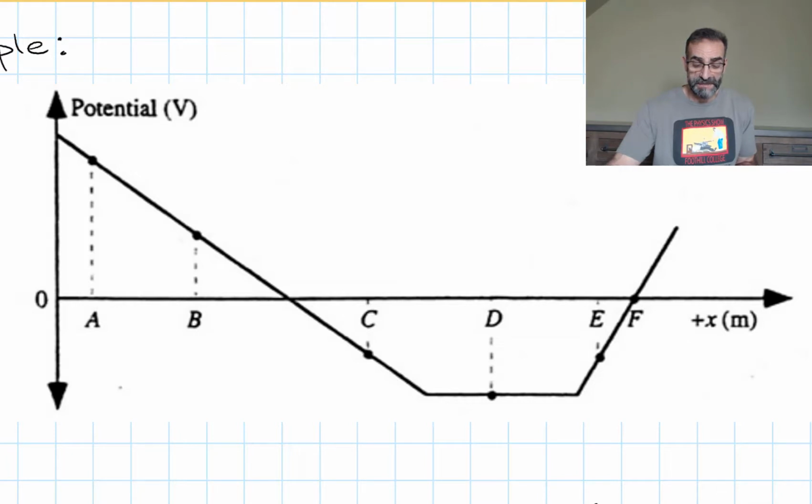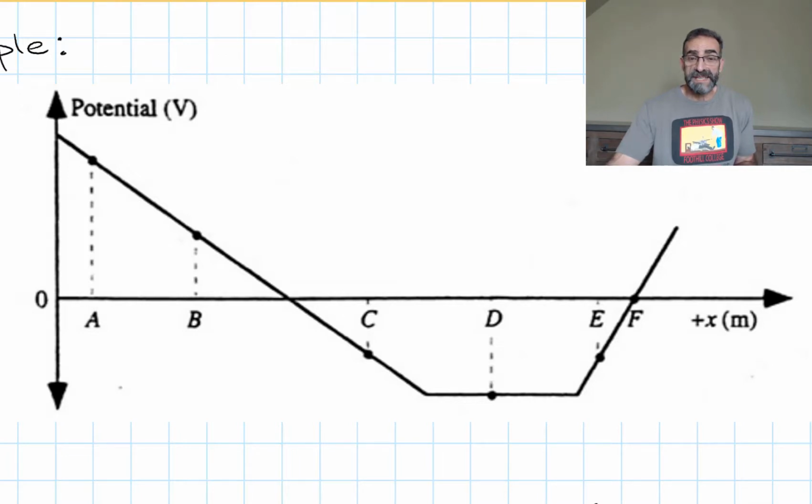Let's take a look at points B and C. How do they compare to point A? Is there anything different about point C because it's below the x-axis? No. All we care about to find the electric field is the derivative of the potential function. That's the slope of the potential function. It's the same at points A, B, and C. So the electric field is the same at all of those places. There's a constant electric field.